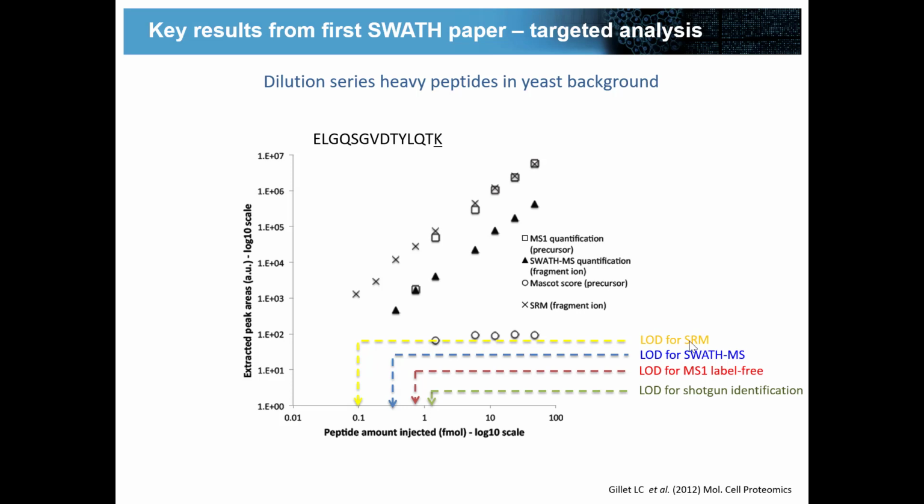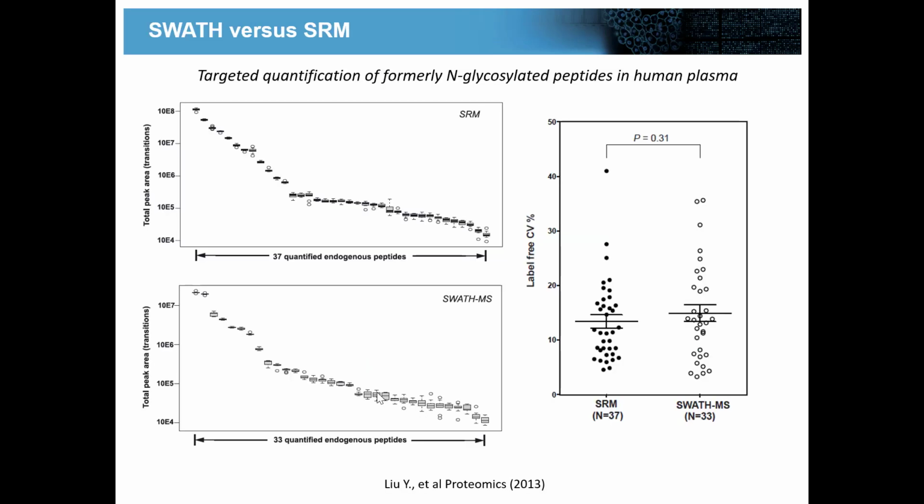I just show this to illustrate roughly the order in which we think these sensitivities are working. And this is, of course, just one example, but we've done this experiment now many times over the years, and we roughly maintain this order, right? So SWATH is usually a bit more sensitive than MS1 label-free, but not quite as sensitive as SRM. This tends to be recapitulated in various experiments.